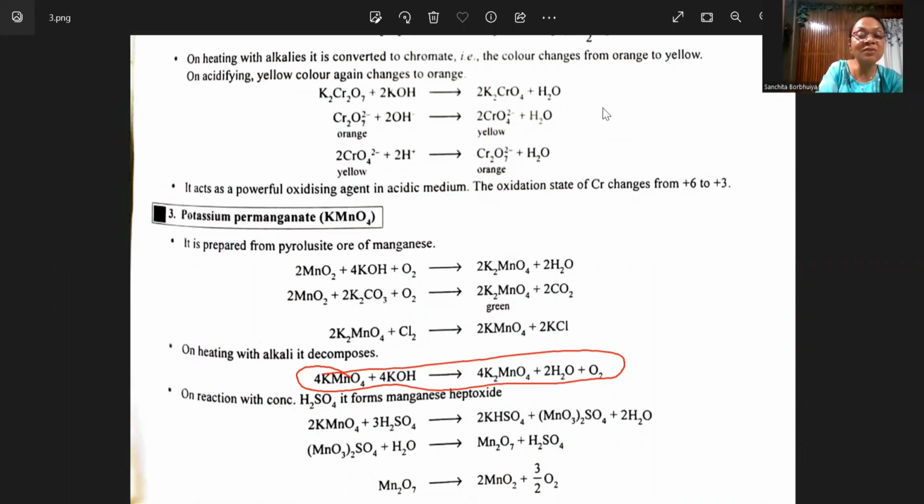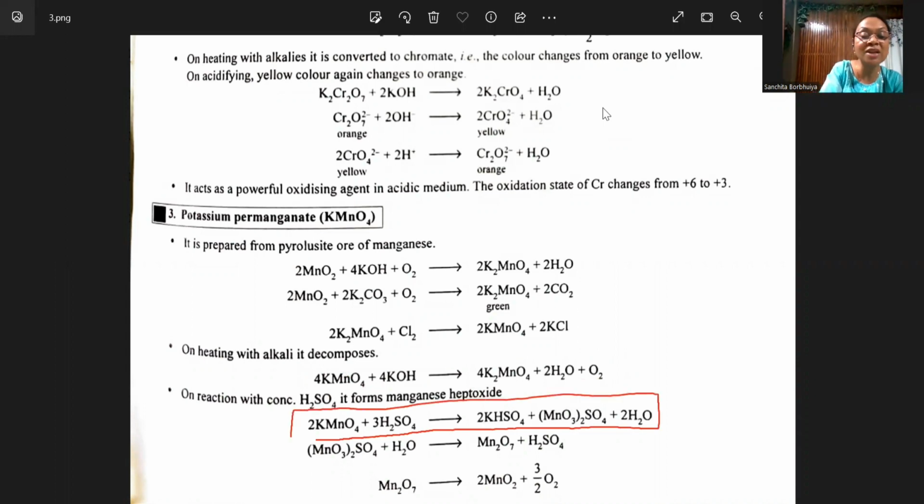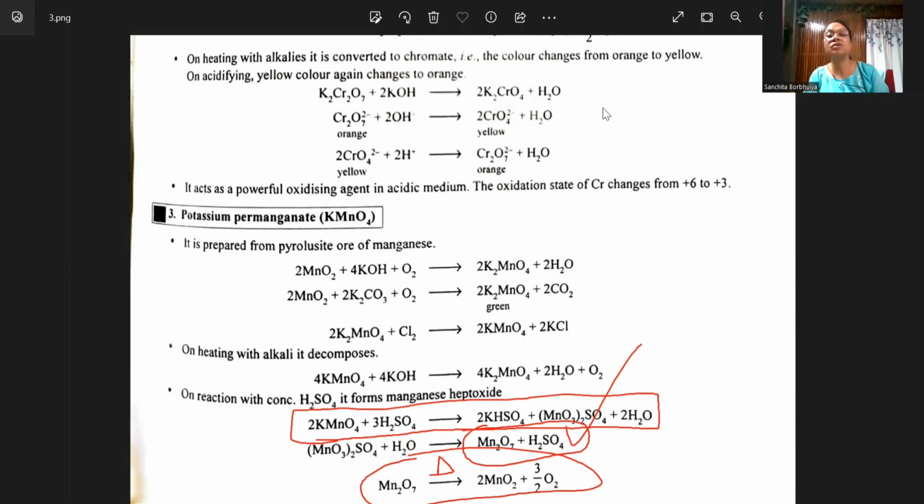Look at the reaction where potassium permanganate reacts with acidic solution. You have a lot of redox reactions. So you have to know what happens when potassium permanganate is left in acidic medium. It converts to potassium hydrogen sulfate, manganese sulfate and water. This manganese sulfate along with water changes to Mn2O7, dimanganese heptoxide, along with H2SO4. Mn2O7 on heating gives you MnO2 and oxygen.